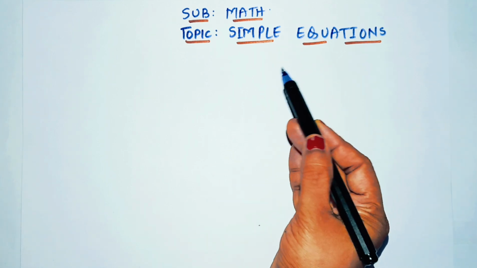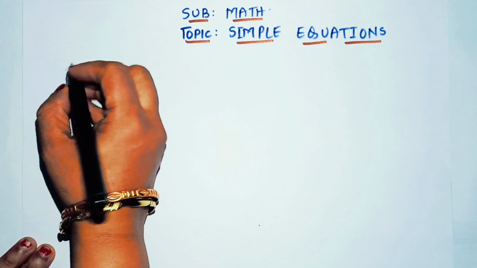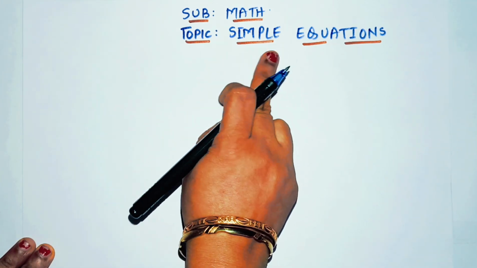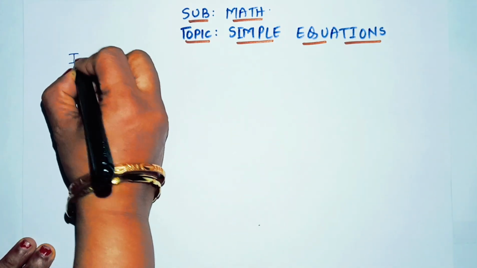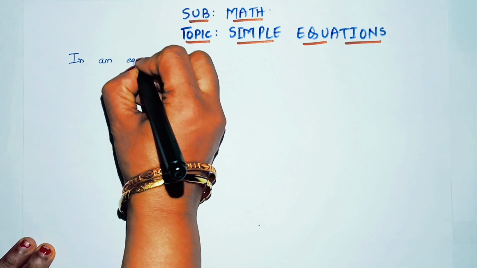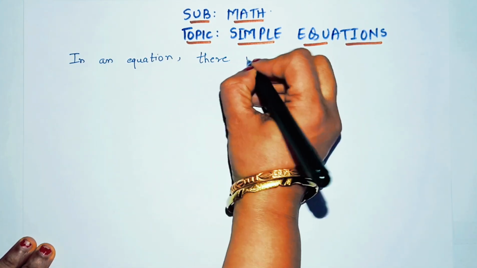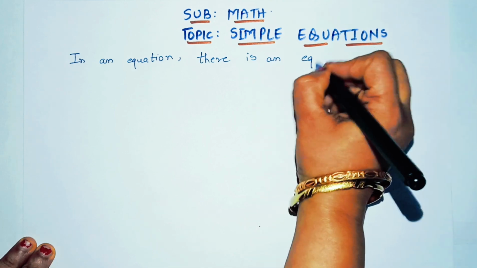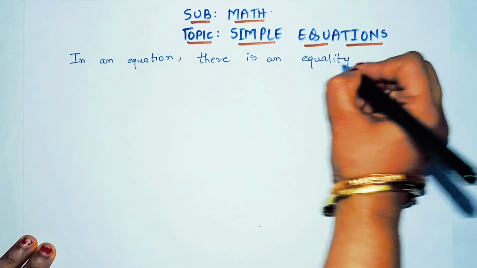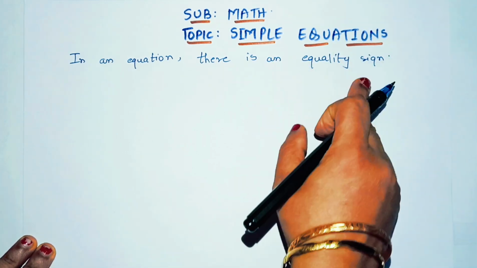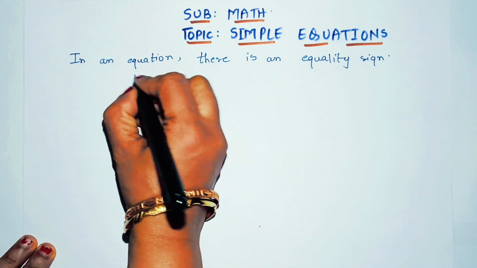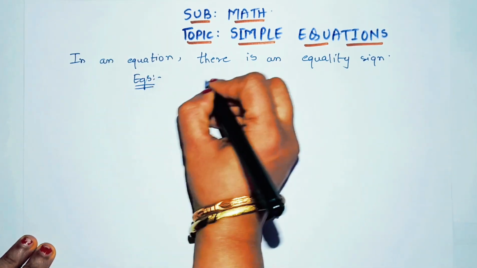As we know, what is meant by an equation? In an equation, there is an equality sign, which we have already learnt in the previous session. Okay, now let's see some examples.